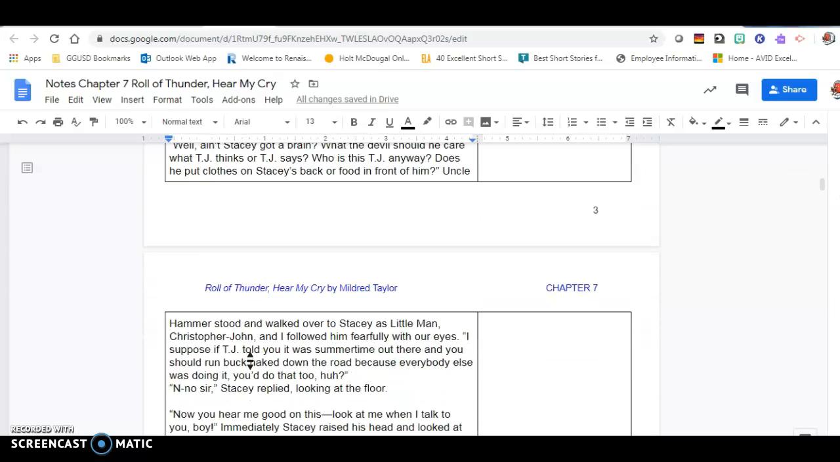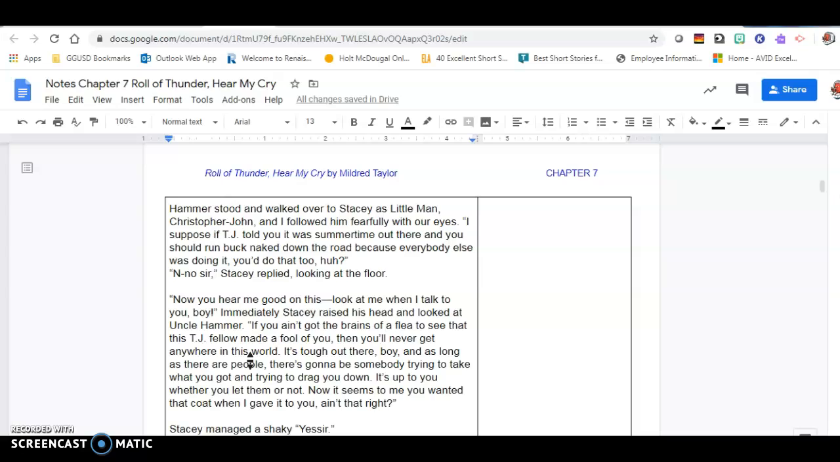Uncle Hammer stood and walked over to Stacy as Little Man, Christopher John, and I followed him fearfully with our eyes. "I suppose if TJ told you it was summertime out there and you should run buck naked down the road because everybody else was doing it, you'd do it too, huh?" "No, sir," Stacy replied, looking at the floor. "Now you hear me good on this. Look at me when I'm talking to you, boy." Immediately Stacy raised his head and looked at Uncle Hammer. "If you ain't got the brains of a flea to see that this TJ fellow made a fool of you, then you'll never get anywhere in this world."